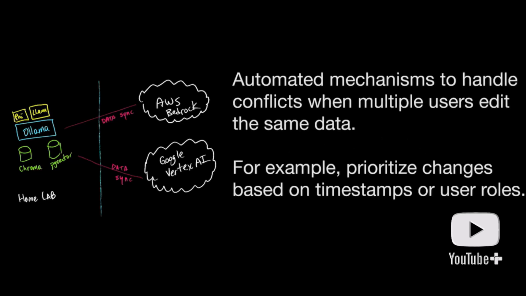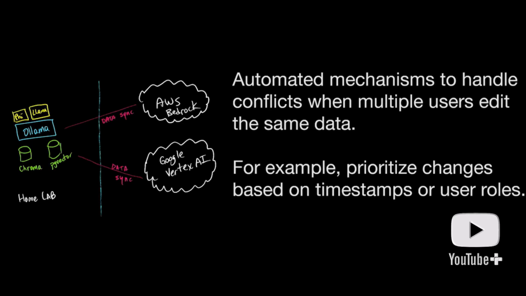Some of the cloud providers allow you to develop automated mechanisms to handle conflicts whenever you have even multiple users editing some data, right? For example, prioritize changes based on timestamps or user roles, etc. But if you're just doing a very basic lab, you probably don't have to worry about a lot of problems with data synchronization between many users, since you're probably going to be the only user.